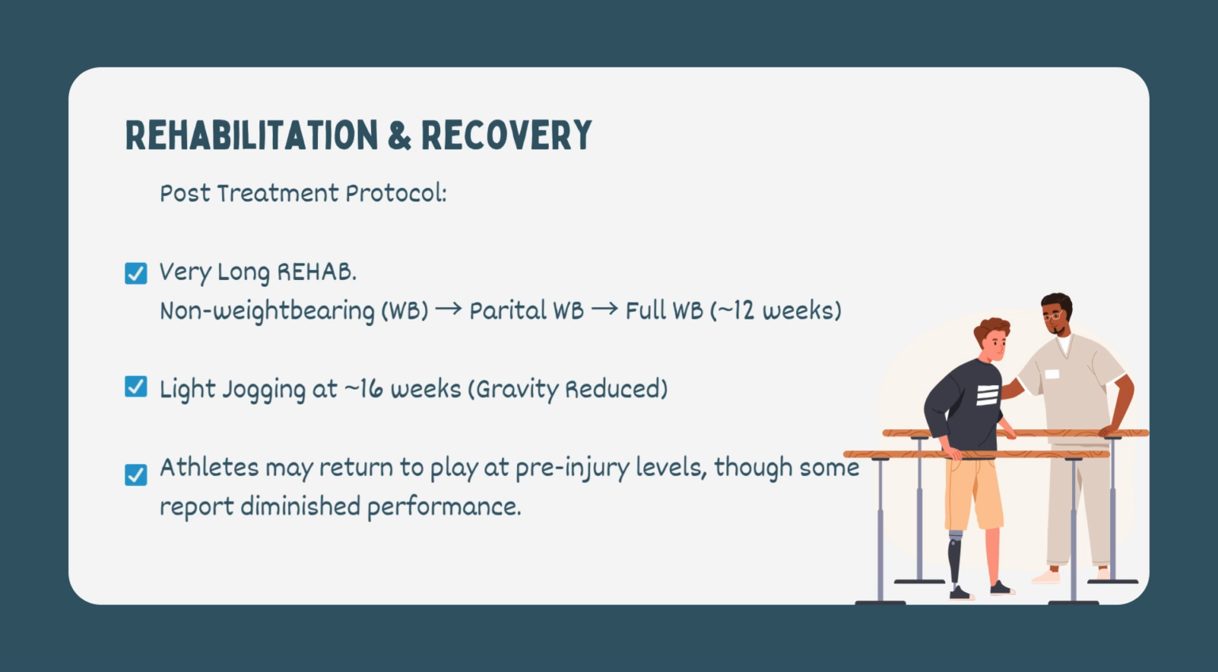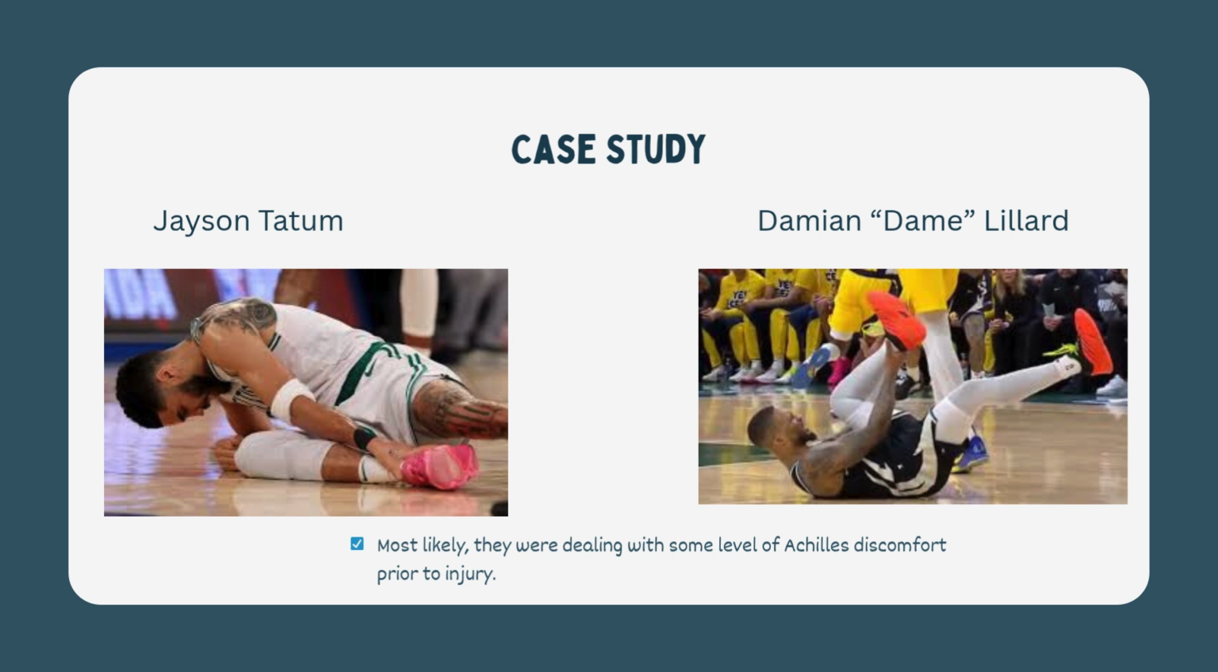And there goes that grunt you have when you see Jayson Tatum and Damian Lillard on the ground grabbing at the lower part of their leg. Most likely, they were dealing with some level of Achilles discomfort prior to the injury. They probably had some tendonitis going on. Calf was probably a little bit strained. My favorite injury to see on the ticker when I'm watching ESPN or any basketball game: calf strain. Why? That's their way of saying, don't look at us. It's probably an Achilles issue. We're going to call it a calf strain because we don't want to cause any panic.